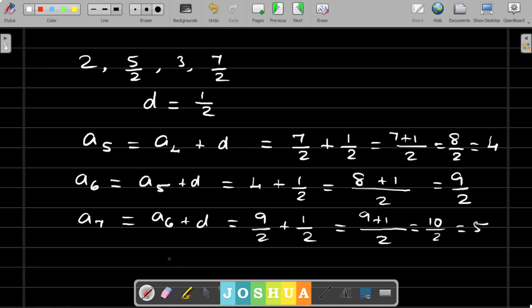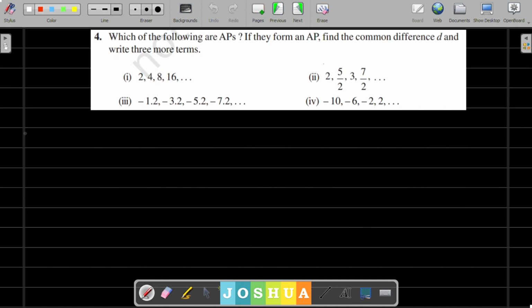So therefore the 3 terms of the given AP are 4, 9 upon 2, 5. Already given were 4 values, 2, 5 by 2, 3, 7 by 2. So we found 3 more terms in the given AP. Now I'm going to the third question here.